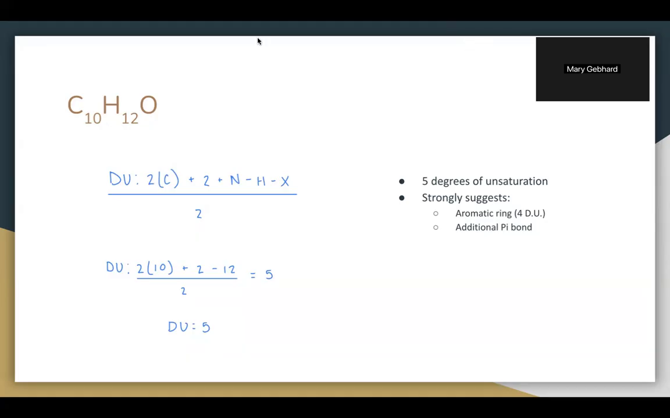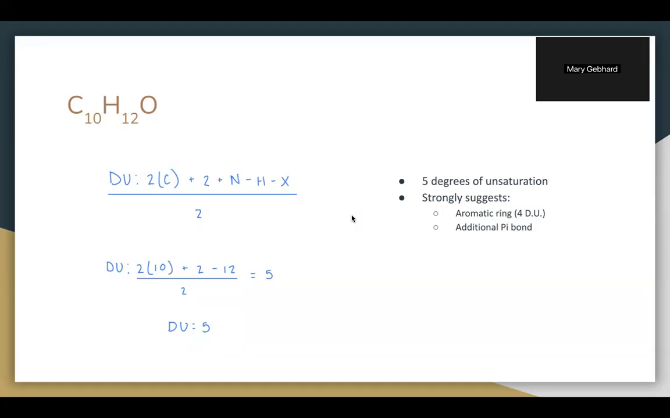Right over here is my degrees of unsaturation formula. It's 2C plus 2 plus the number of N minus the number of hydrogens minus the number of halogens, all divided by 2. I did not have any nitrogens or halogens in my molecular formula, so I did 2 times 10 plus 2 minus 12 divided by 2, which equates to 5. So I had 5 degrees of unsaturation in this structure.